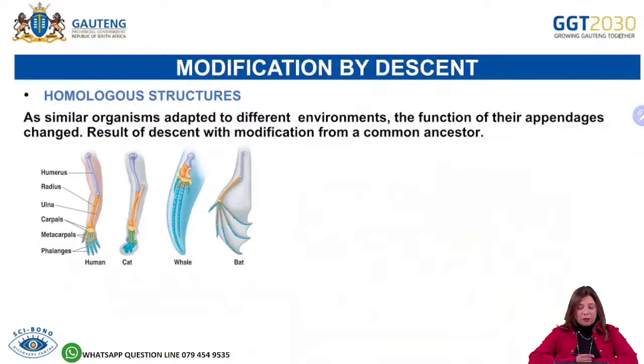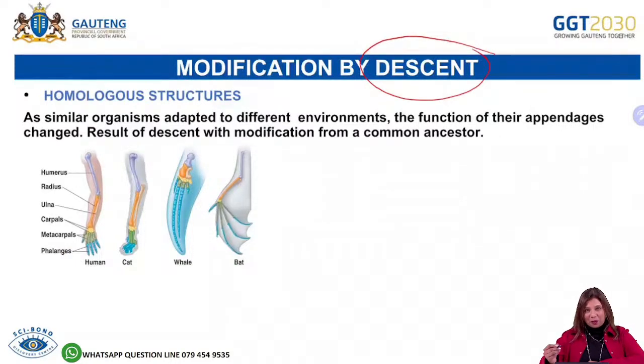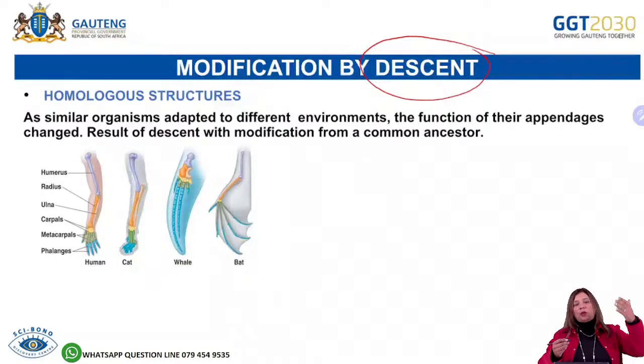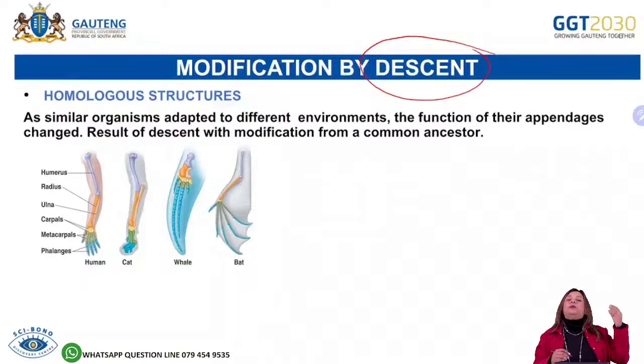So the first type of evidence we are going to unpack is modification by descent. Descent basically to me means where you are coming from. If you are looking in terms of your family, your descent, whether you are descended from a German background or an Indian background or an African background, that is your descent. Your grandfathers and your great-grandfathers, where did they come from? So that is what I understand by descent, and I want you to keep that at the back of your mind when we are discussing this, okay?